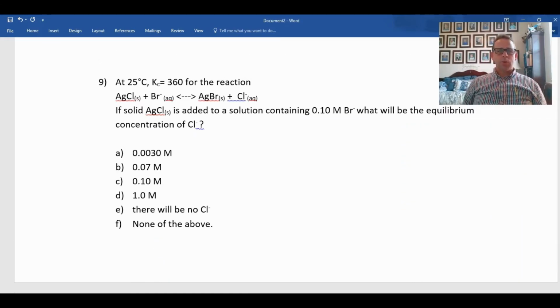Okay, here's the next one we're going to go over. Take a look at this one, see if you can solve it. All right, hopefully you took a look at it.